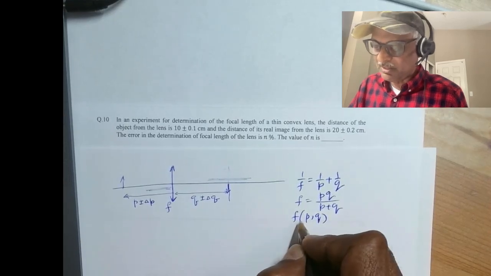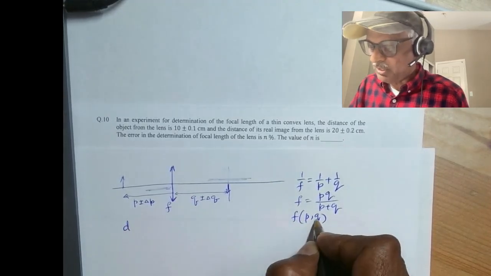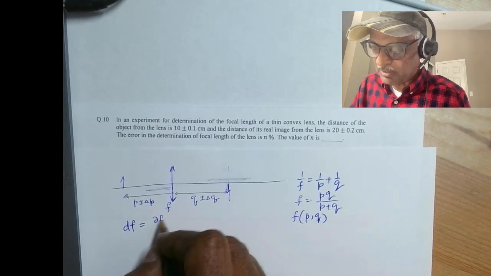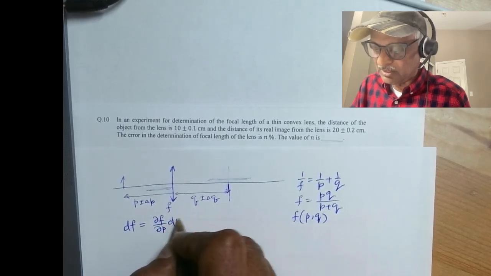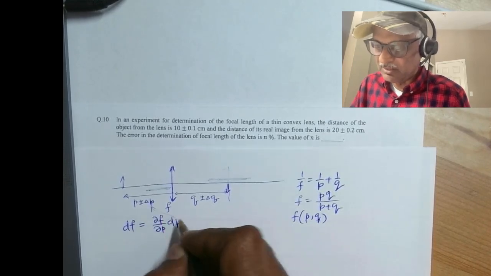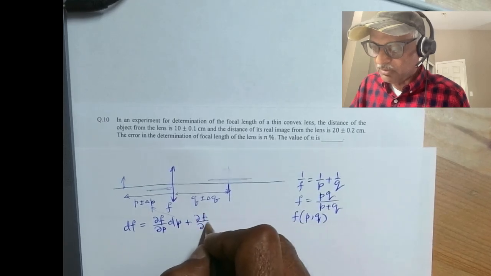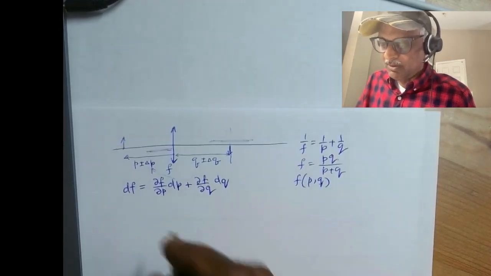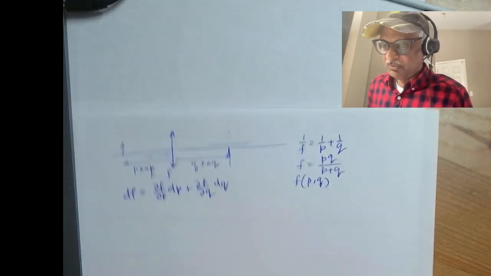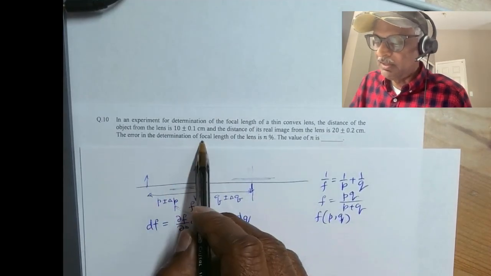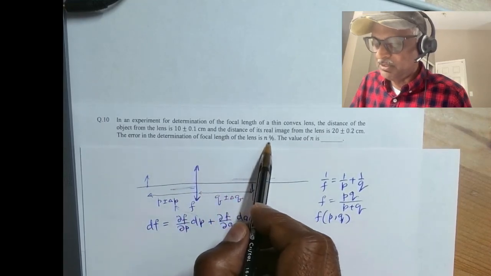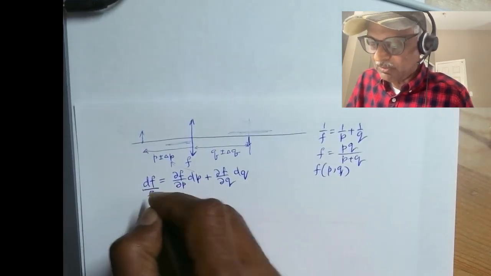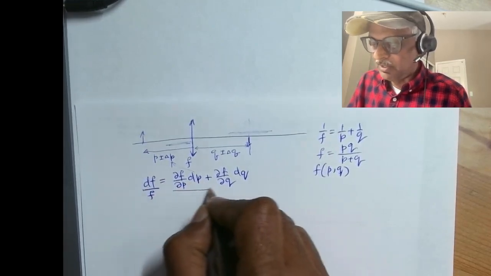So it's like a multivariate function. Any change in p and q can be related like this: df equals the partial derivative of f with respect to p times dp, plus the partial derivative of f with respect to q times dq. And if the problem is to find the error in percent, the percentage will be basically dividing by f, so we divide by f on both sides.